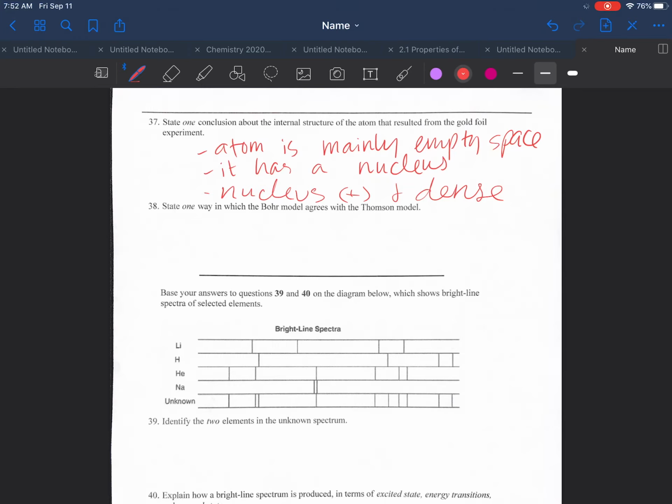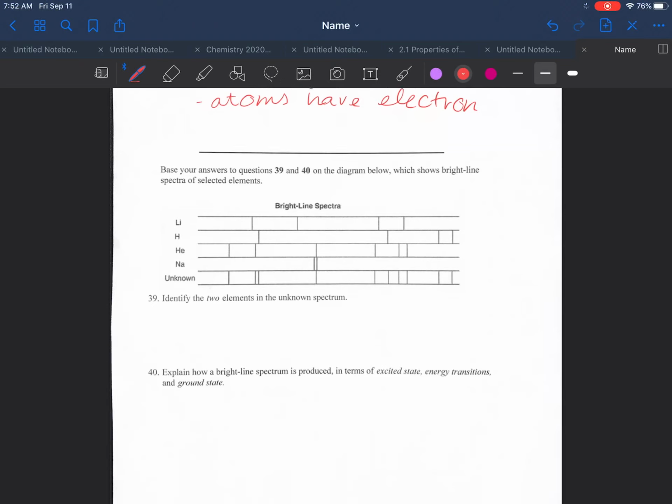And state one way in which the Bohr model agrees with the Thomson model. Well, that would be the fact that we think atoms have electrons. Or maybe you state that in the sense that you say atoms have small negatively charged particles, or both models show an internal structure. Maybe it's the fact that both believe that atoms are neutral. So again, lots of things I would have accepted there.